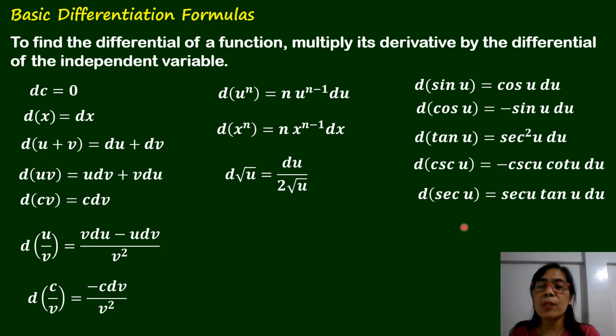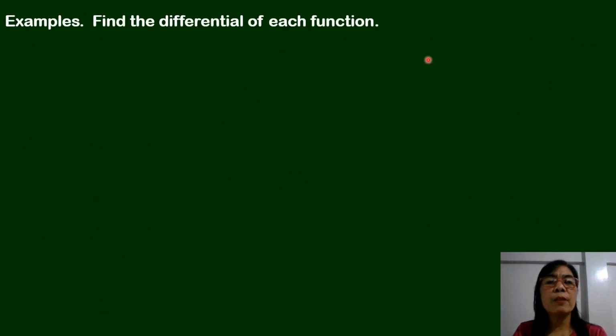The differential of secant angle is equal to secant angle times the tangent angle times the differential of the angle, while the differential of cotangent angle is equal to the negative square of cosecant angle times the differential of the angle. Let us now find the differential of the given function.